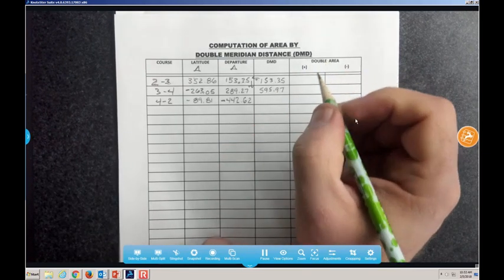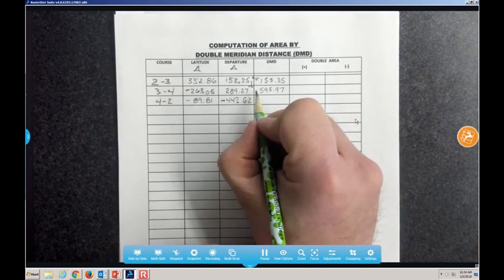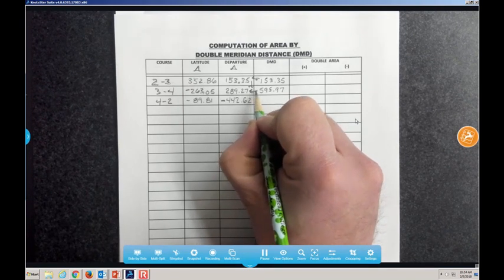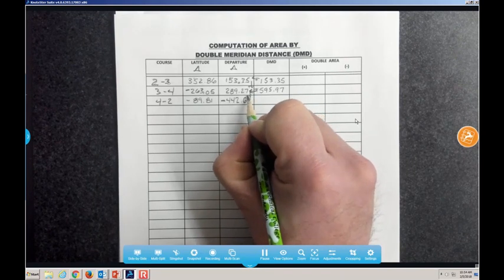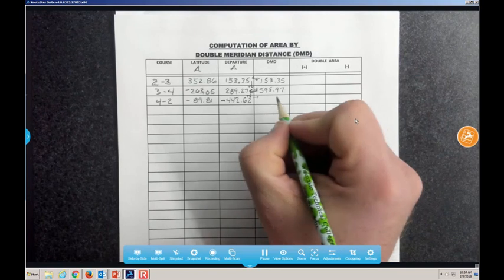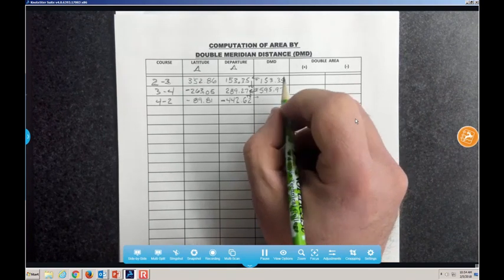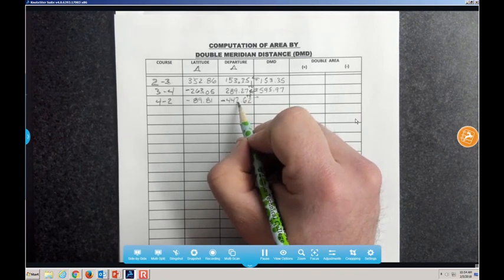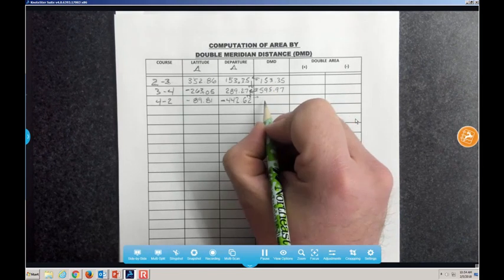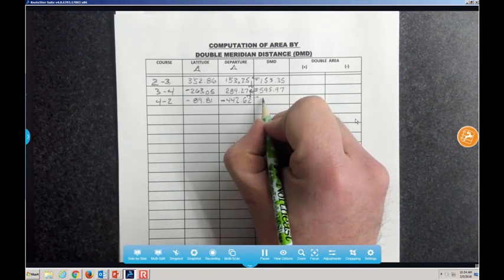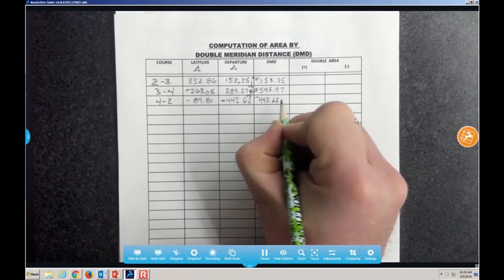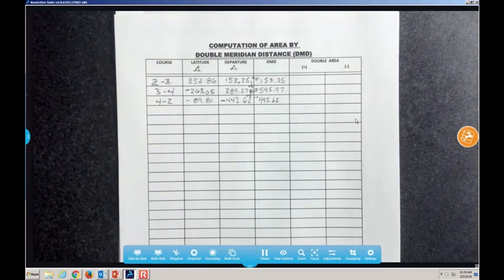595.97. Okay, 595.97. Alright, so then we're going to want to find our double meridian distance at 4 to 2. So we do the same thing. We add, and then populate it over here. So we're going to add 595.97 plus 489.27 plus a negative. And what does that give us? 442.62.